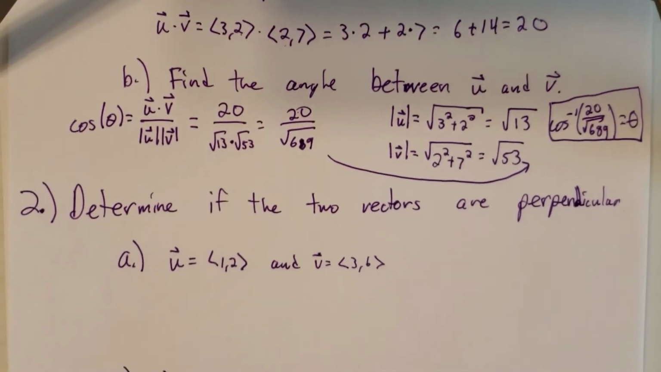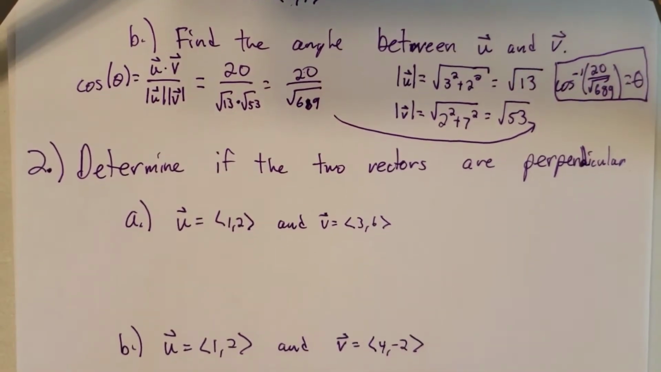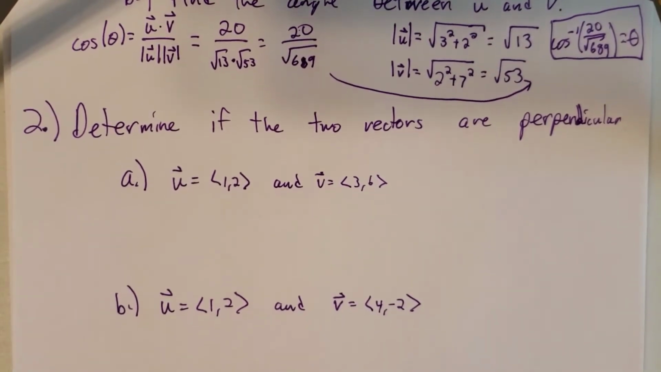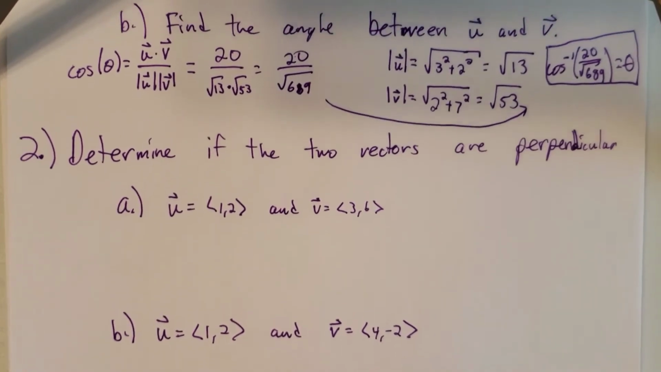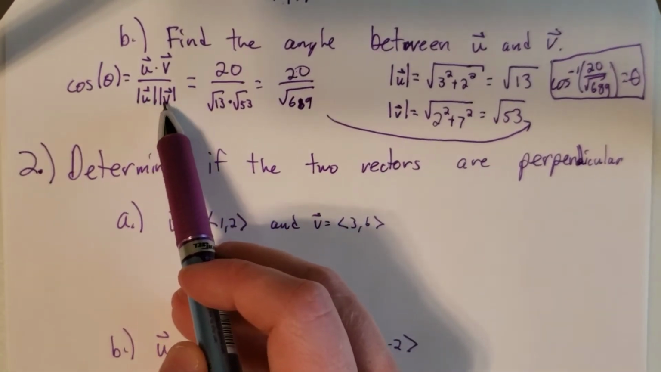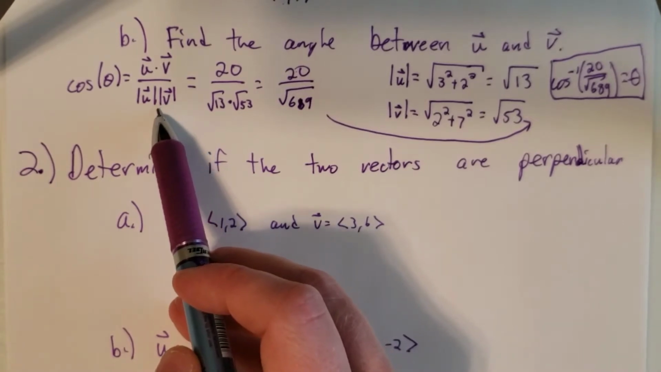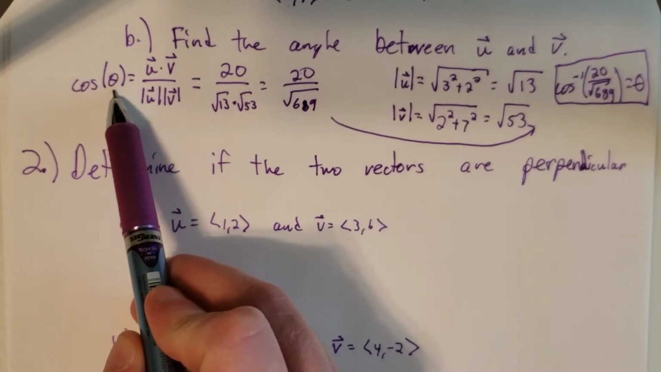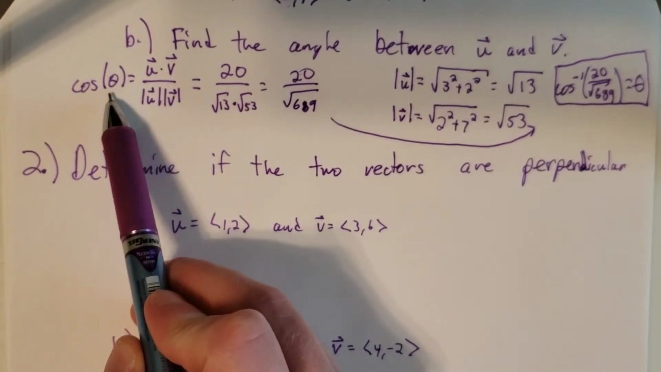All right, we have one more type of question, very much related to part B of number 1, though. And that is to determine if two vectors are perpendicular. Well, looking at this formula up here, cosine of theta is equal to u dot v over the magnitude of u times the magnitude of v. If two vectors are perpendicular, that means the angle between them is 90 degrees.